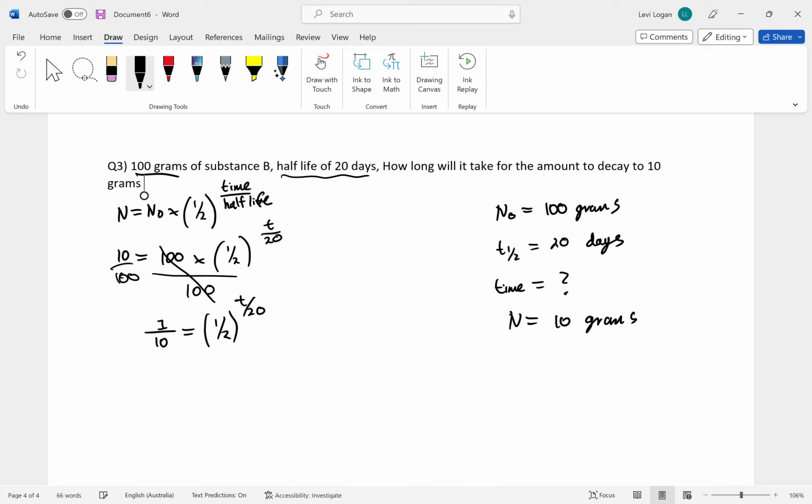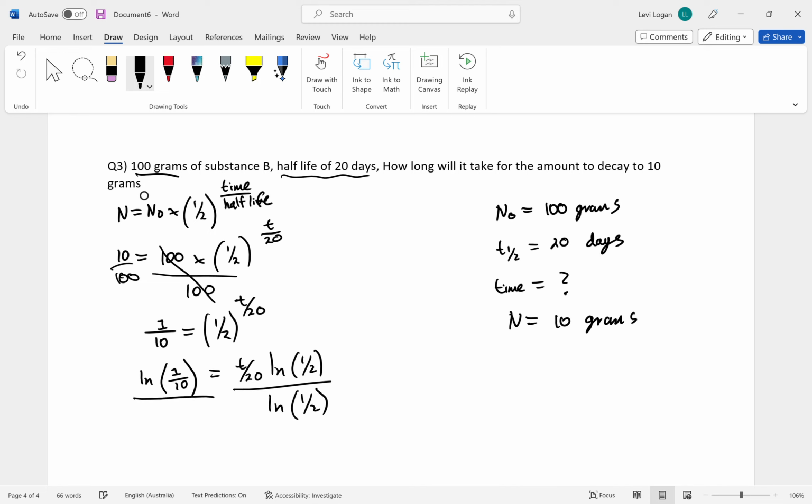This is where our log law is going to come in. We're going to log both sides so we can bring the t over 20 down the front. So we'll go natural log of 1 over 10 equals t over 20 times log of a half. Okay. Now we're going to divide both sides by log of a half.